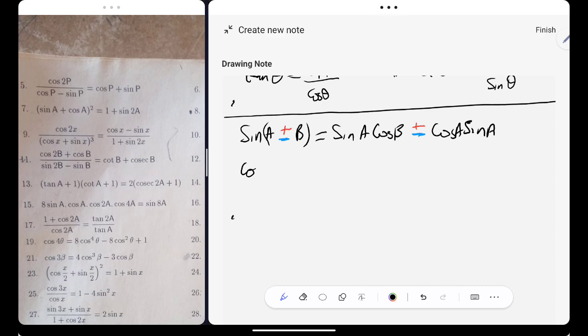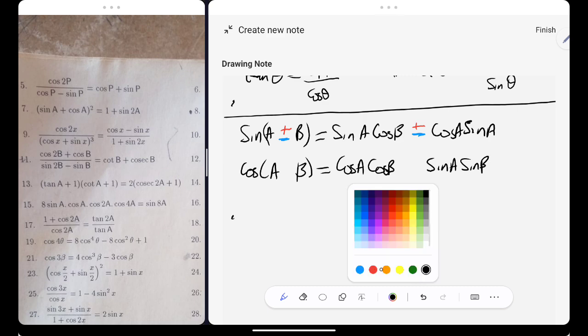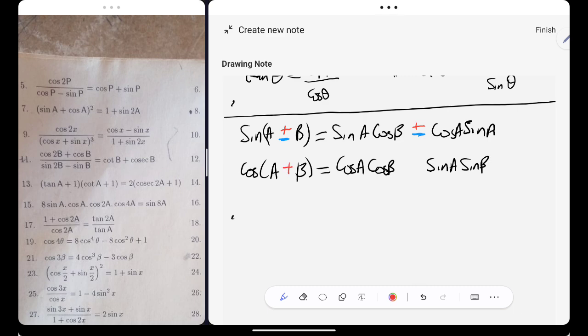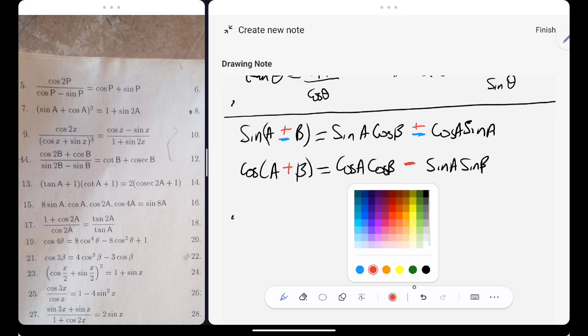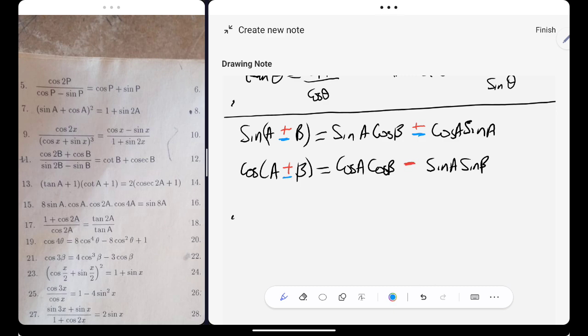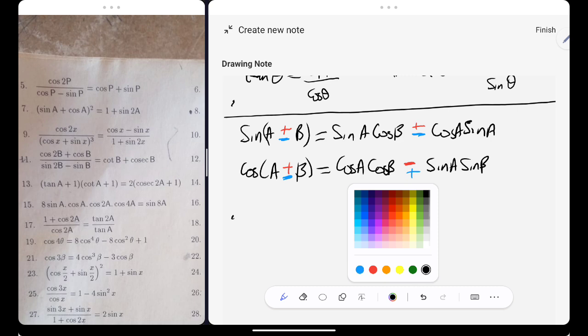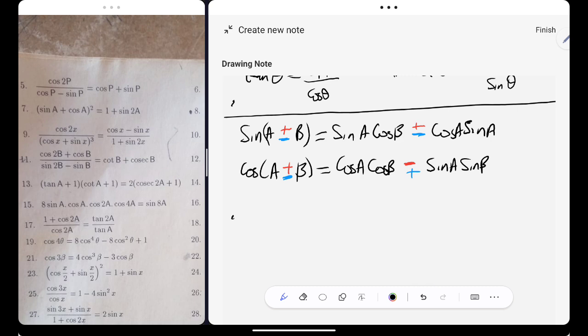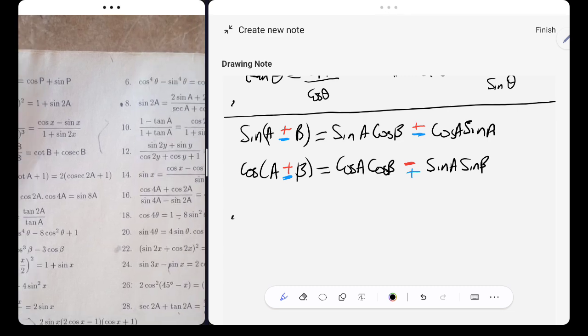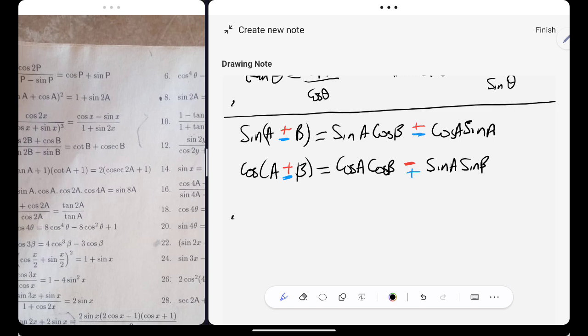And then for cos of A and B, you'll have the cos of A multiplied by the cos of B, and the sine of A multiplied by the sine of B, ne? So if you have a plus here, you will have a minus there. But if you have a minus here, you will have a plus there. Add together. That's how the compound angle for cos and sine work. Will you need tan? No, I won't need it for tan.